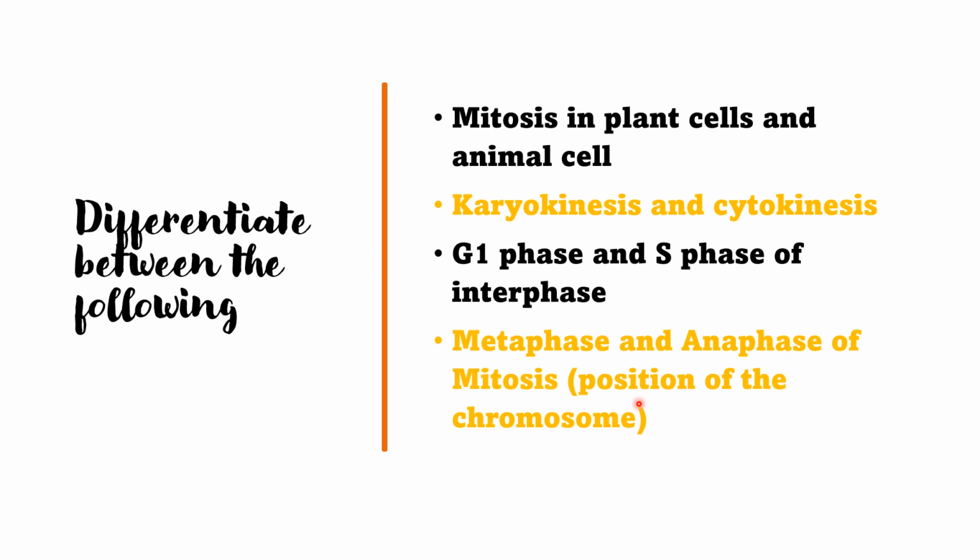But in anaphase, what is the position of the chromosomes? The sister chromatids divide, and the two sister chromatids of each chromosome separate and are drawn apart towards opposite poles. That is the main difference between metaphase and anaphase. In metaphase, chromosomes are arranged on the equatorial plane, but in anaphase, sister chromatids are drawn apart towards opposite poles.